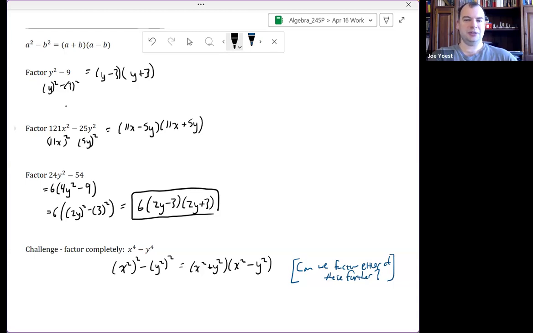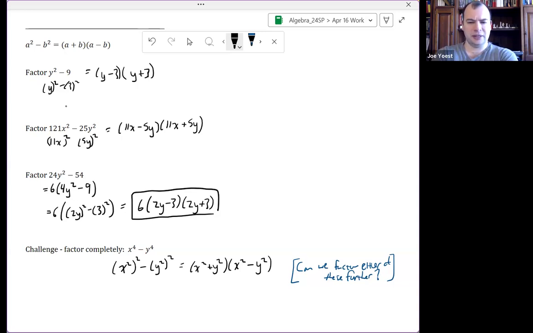121x squared minus 25y squared. Again, exactly two terms. Each term is a perfect square, 121x squared being 11x all squared, and 25y squared being 5y all squared. And they're opposite signs, so I have 11x minus 5y times 11x plus 5y.